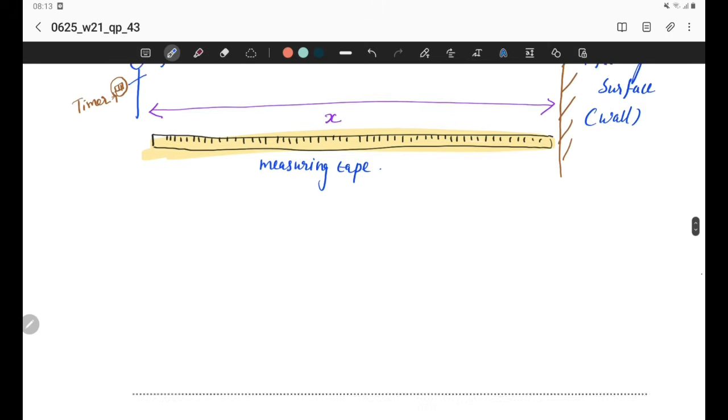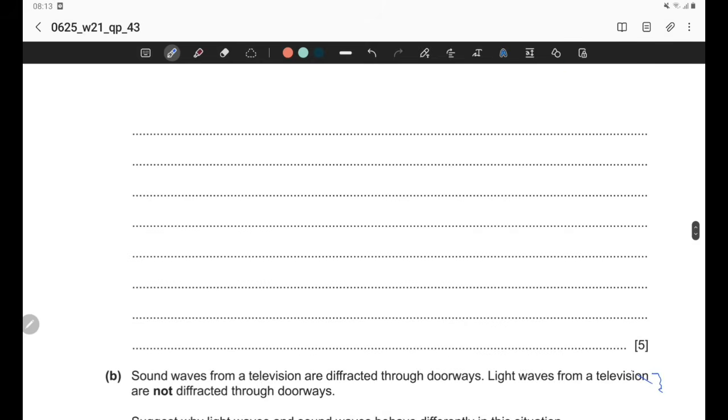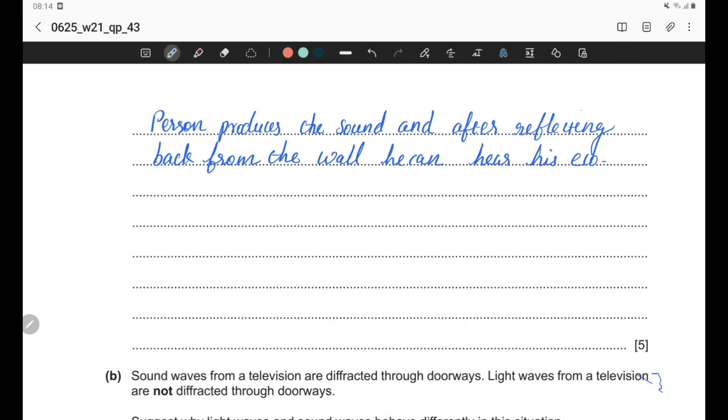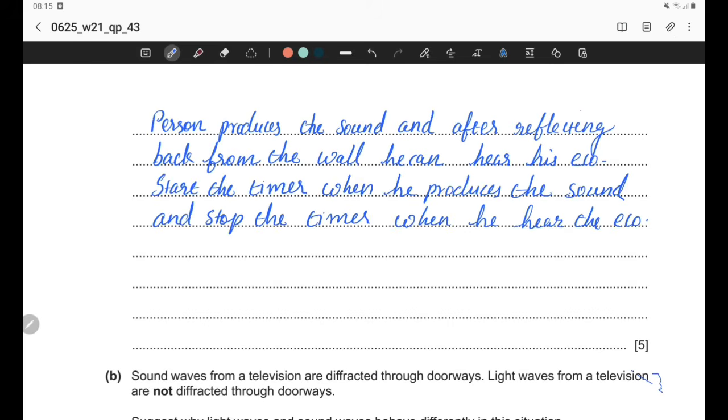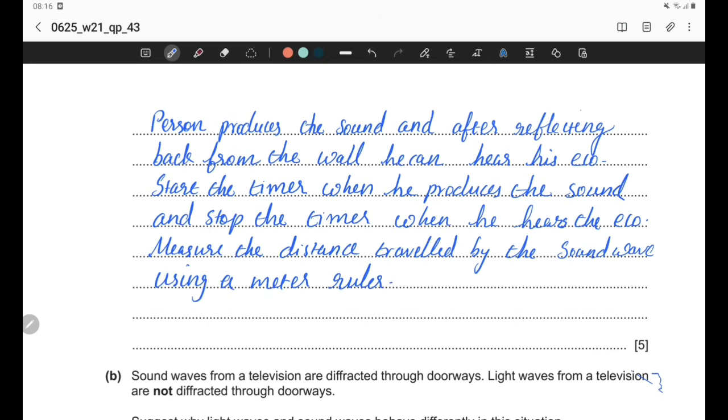So now we have to explain this experiment. So first point we can write, person produces the sound and after reflecting back from the wall, he can hear his echo. Now we have to explain how to take the readings. Next we can write, start the timer when he produces the sound and stop the timer when he hears the echo. Next we can mention the distance. So we have to measure the distance traveled by the sound wave using a meter ruler.